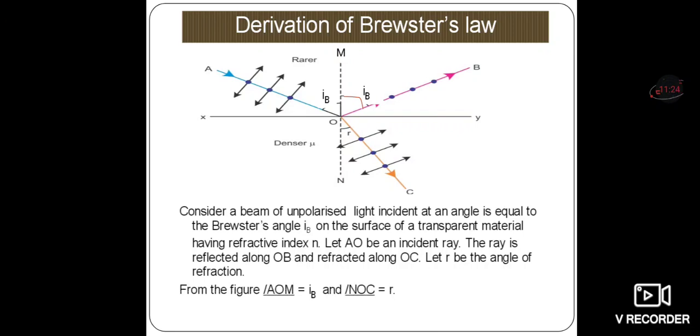Next, from the figure, angle AOM is equal to IB, that is the angle of incidence, the Brewster's angle. Similarly, angle NOC is equal to R, that is the angle of refraction. Since the angle of reflection is equal to the angle of incidence, and here the angle of incidence is IB, we get the same angle of reflection, that is angle MOB is also equal to IB.